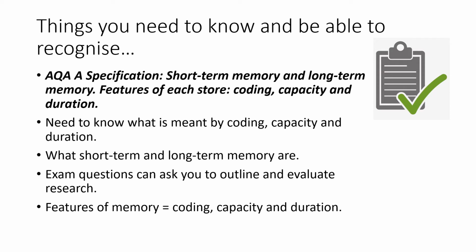You need to know what is meant by coding, capacity and duration, and you also need to know what is meant by short-term and long-term memory. Exam questions can also ask you to outline and evaluate research. That sometimes tricks students. It can come up anywhere. This is what the textbook does. It asks you to outline and evaluate research related to the features of short-term memory, coding, capacity and duration.